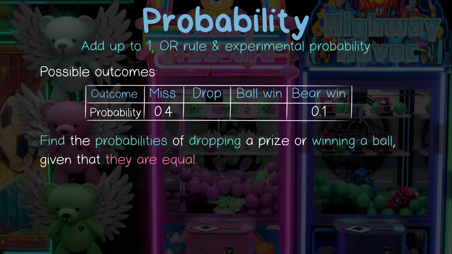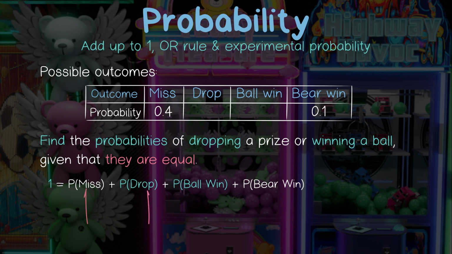To understand probabilities, we need to know that the sum of all probabilities must equal 1. So we are told that the chance of a drop or a ball win is the same, and we're given the chances of a miss and of winning a bear. As I mentioned, we use the fact that the sum of all probabilities equals 1, which we can represent like this. And here we say that the probability of missing, of dropping, of winning a ball, and of winning a bear all add up to 1.